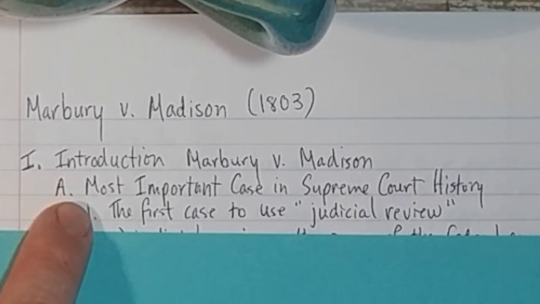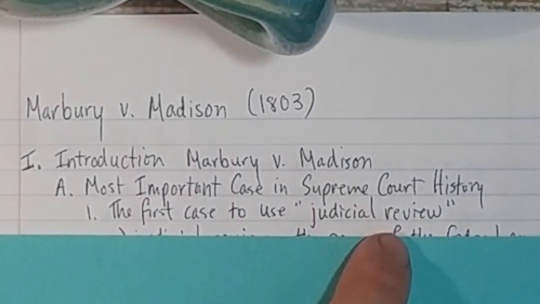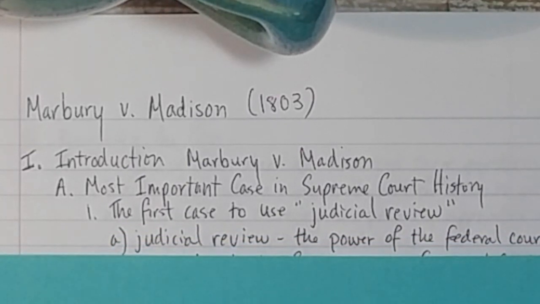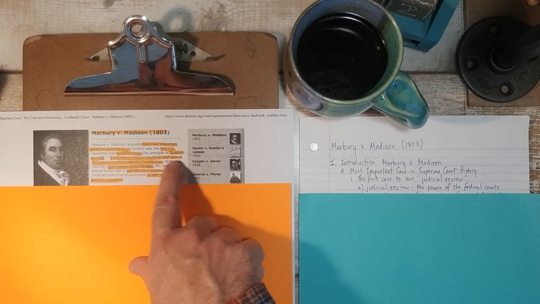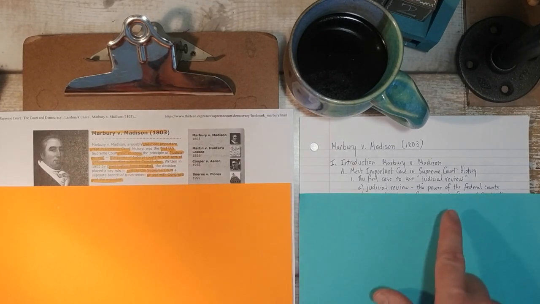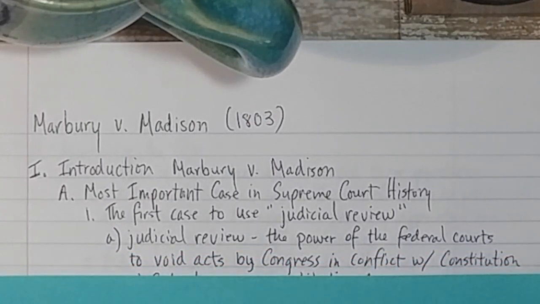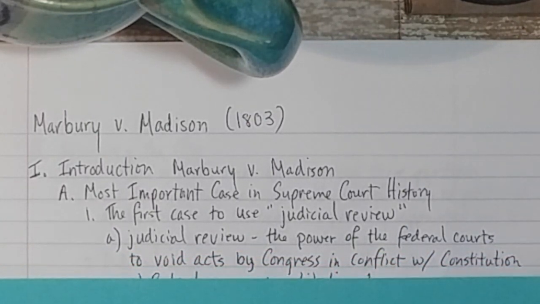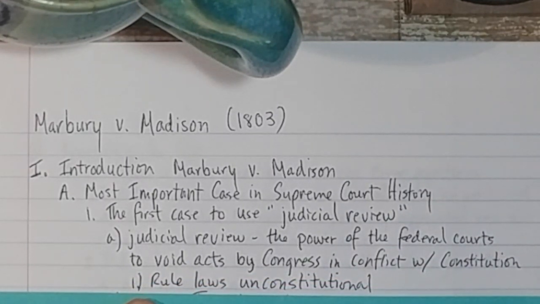Most important case. Well, why is it the most important case? Well, it's the first case to use judicial review. Well, what is judicial review? Well, that should be little a: we'll define judicial review. And judicial review, as defined by this article, is the power of the federal courts to void acts of Congress in conflict with the Constitution. So the power of the federal courts to void acts by Congress in conflict with the Constitution. And I just further define that in my own words. It basically rules laws unconstitutional. That's what judicial review does.